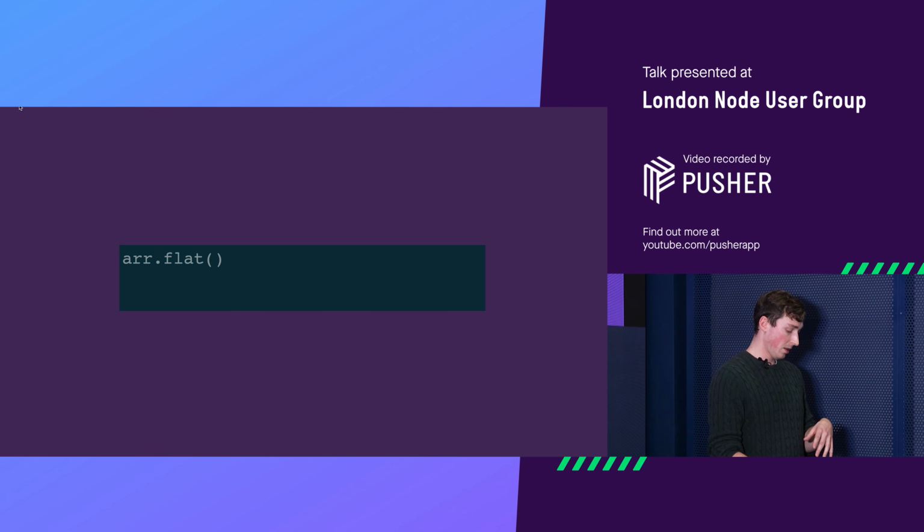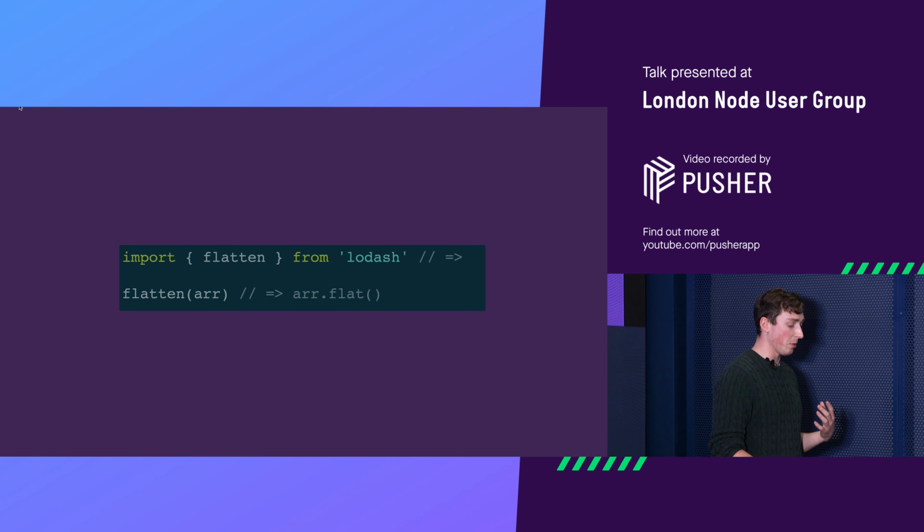So in this talk, I'm going to show you how we would refactor an app that uses flatten to use the flat array prototype method instead. And the way we would do this is remove all imports of flatten from the app and convert all the calls of flatten into an array flat prototype method call.